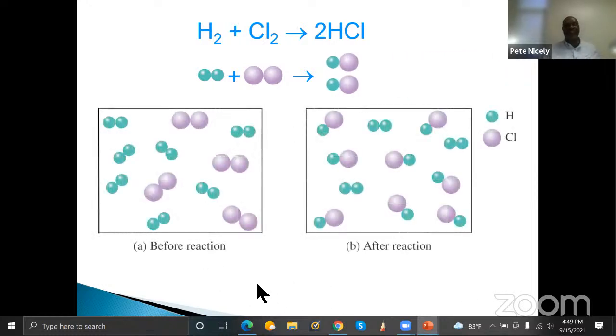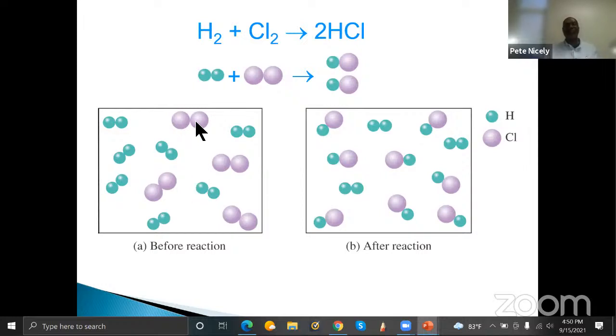Now, let's say you have a situation where you have 1, 2, 3, 4, 5, 6, 7 hydrogen molecules and 1, 2, 3, 4 chlorine molecules, actually, not atoms. So you have 7 hydrogen molecules and 4 chlorine molecules at the start of the reaction, right? Well, based on the stoichiometry of this equation, based on the coefficients, we can conclude that the chlorine would be the limiting item, which would be completely used up, right?